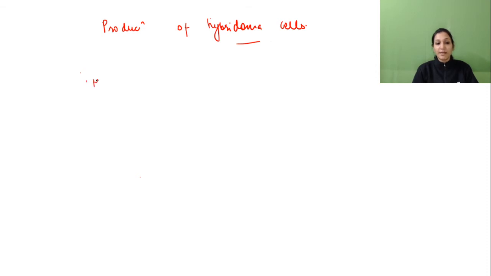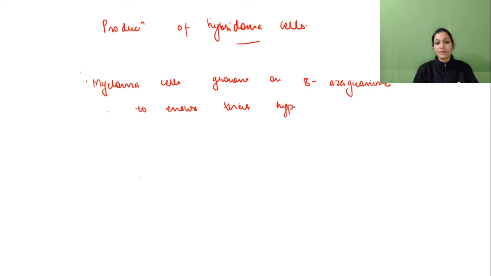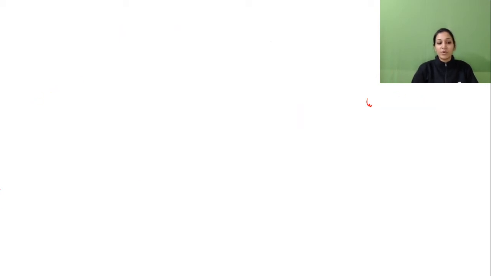They are grown on 8-azaguanine a week before the fusion. Before the fusion, they will be grown on this to ensure their hypersensitivity to HAT medium. Myeloma cells will be grown on this.